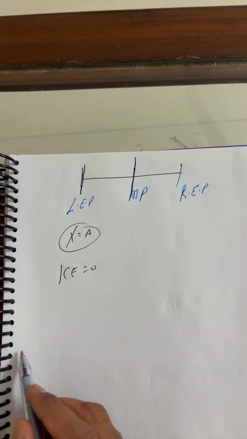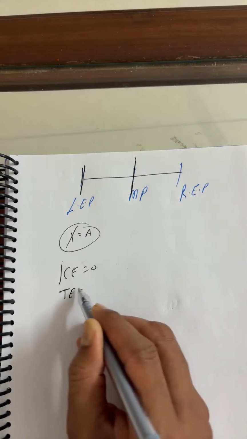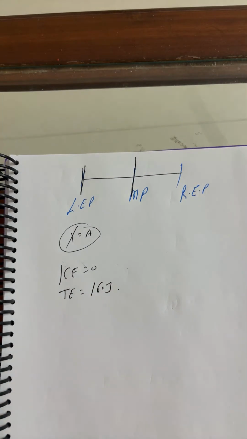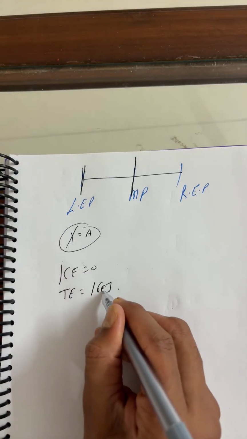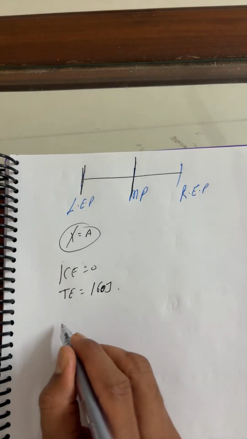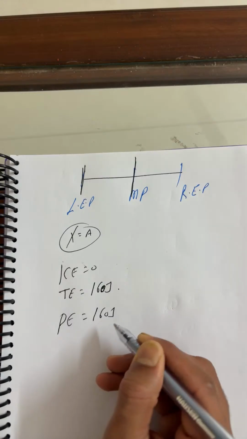Okay. So what about total energy over here? As usual, it remains the same. This is 160 joule. So what about potential energy? It remains the same only, which is equal to 160 joule.